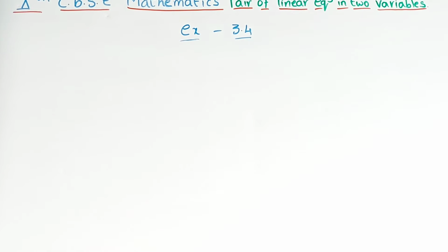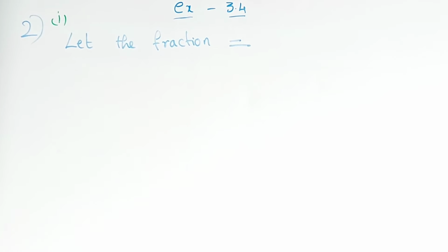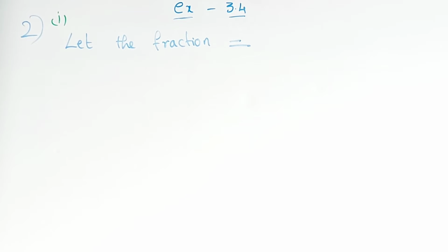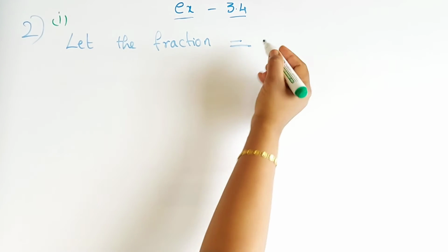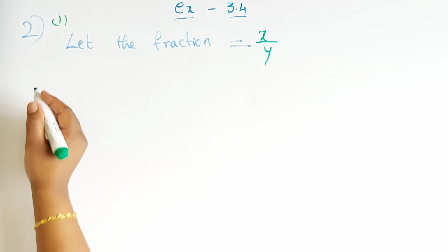Now the second one, children. Form the pair of linear equations in the following problems and find their solutions by the elimination method. First question, children. If we add 1 to the numerator and subtract 1 from the denominator, a fraction reduces to 1. It becomes 1/2, that means half, if we only add 1 to the denominator. What is the fraction? We don't know the fraction, children. Let the fraction be x/y. Right children? What is the first condition?